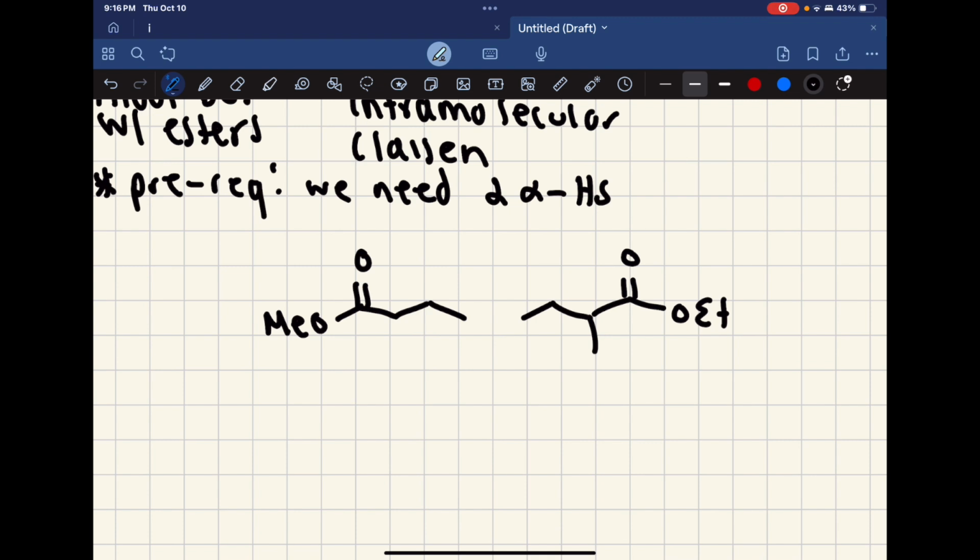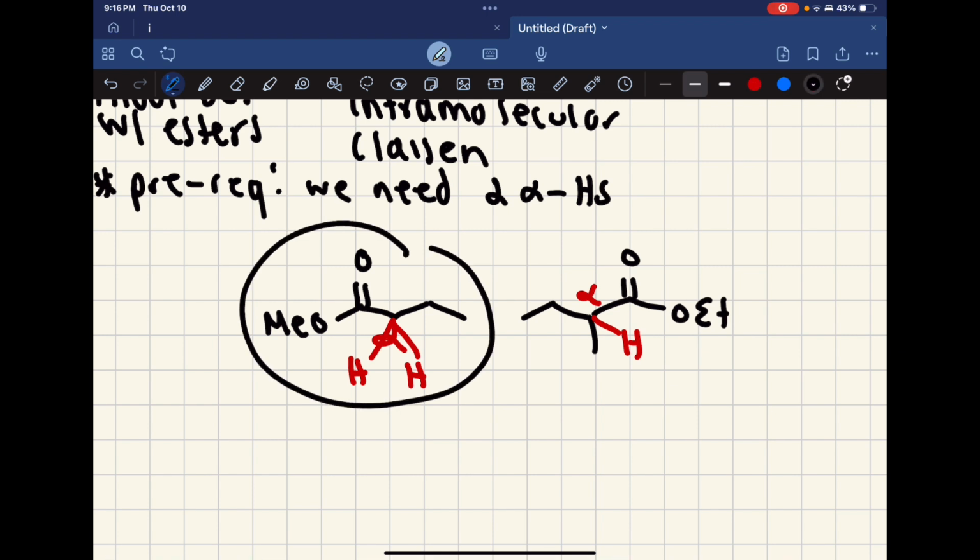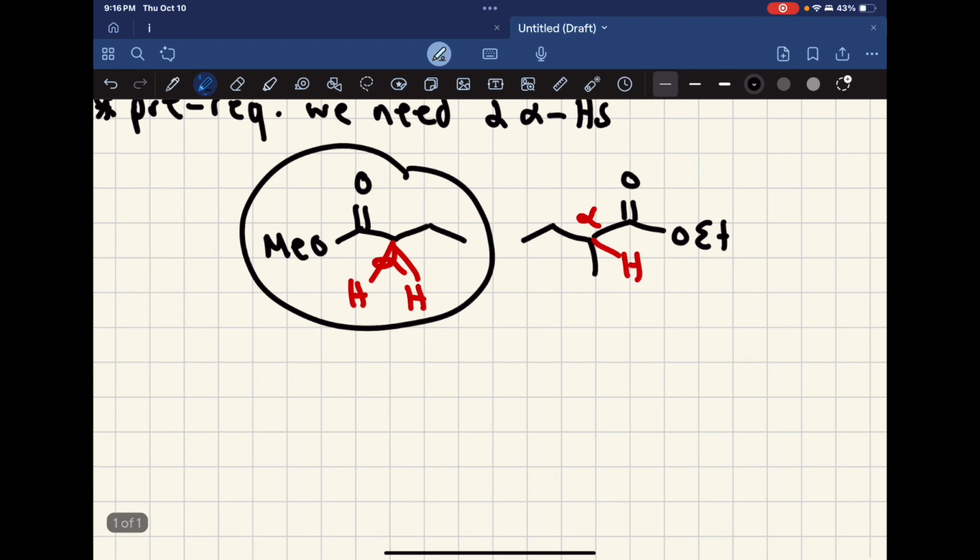Well, we're looking for that prereq. We need two alpha protons. So if we look at this alpha carbon, we see that we have two alpha protons. And then if we look at the right ester, we see that we have this alpha carbon with one alpha proton. So based on that prereq, clearly this is the better ester for Claisen condensation.